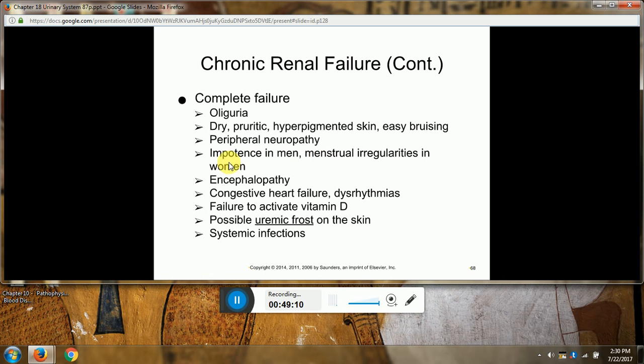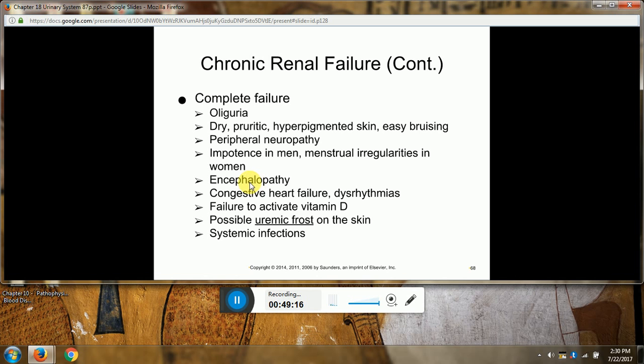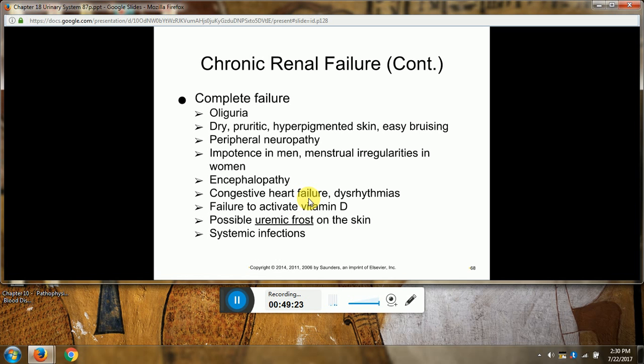Encephalopathy means that all of these toxins now are in the brain and they are leading to damage of the brain tissue, leading to what is known as encephalopathy. Congestive heart failure, because of all of the water that is retained within the body. They can also have arrhythmias.